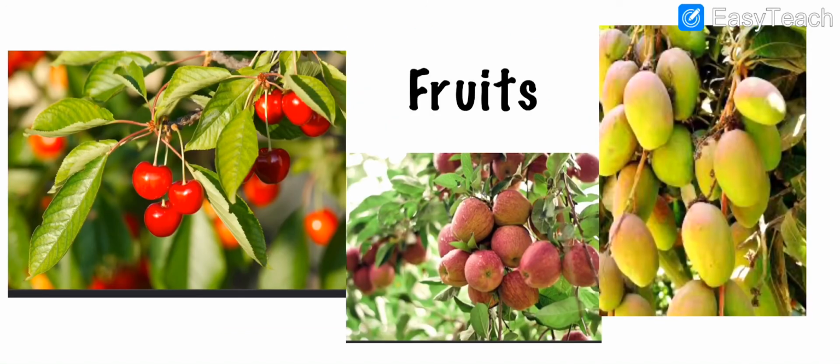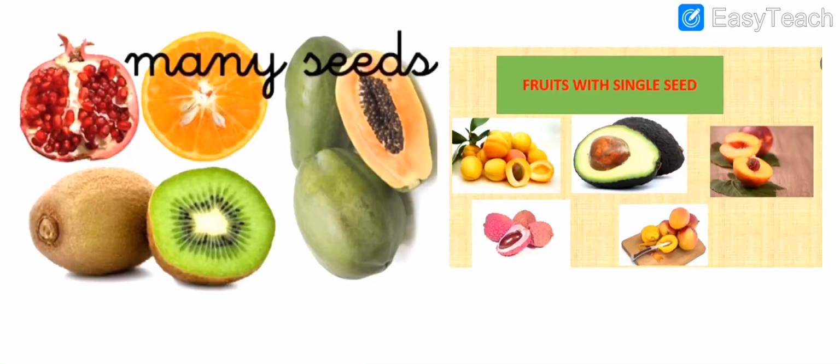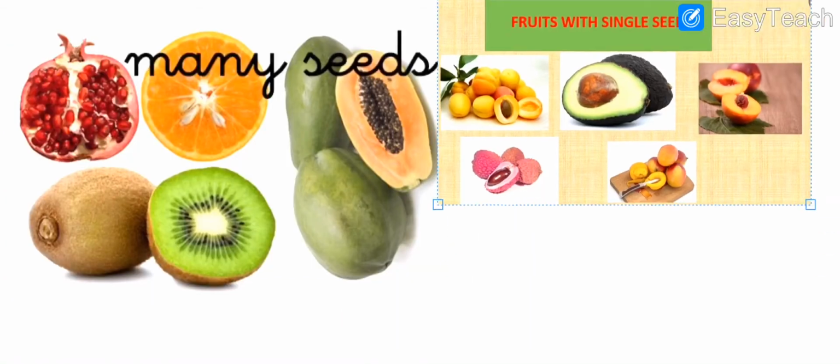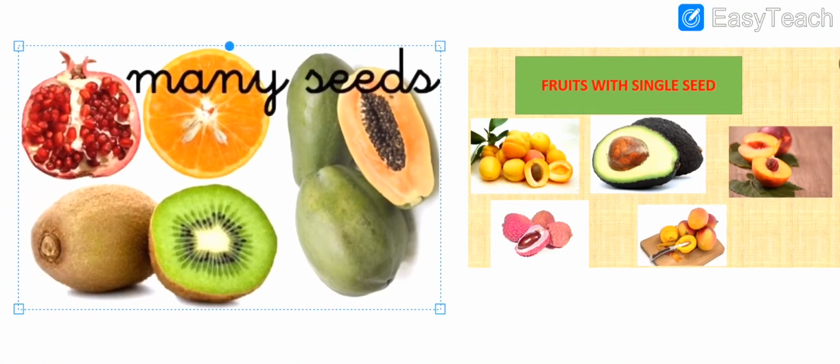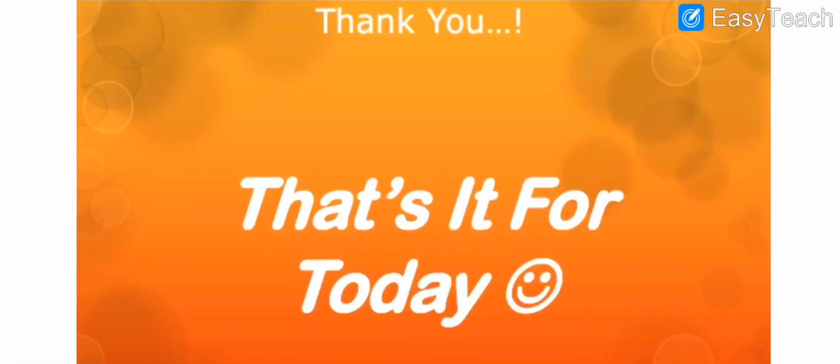The next part of the plant is fruits. A fruit is the sweet and fleshy product of a plant that has seeds inside it. Some fruits have a single seed, some have many seeds in them. Fruits such as avocado, peach, lychee, etc. have one seed in them, and fruits such as pomegranate, oranges, papaya, kiwi have many seeds in them. We all love to eat fruit, and it is very healthy for us.